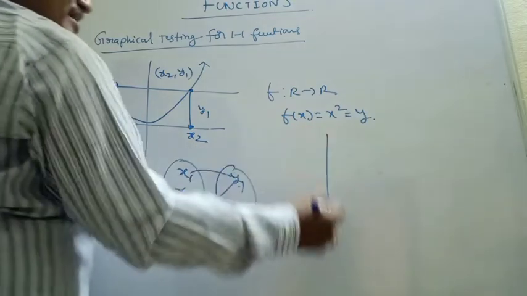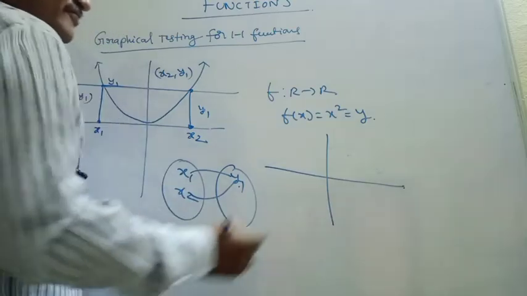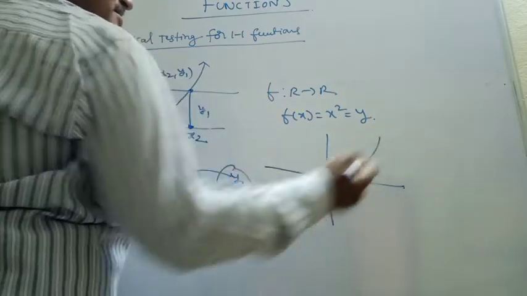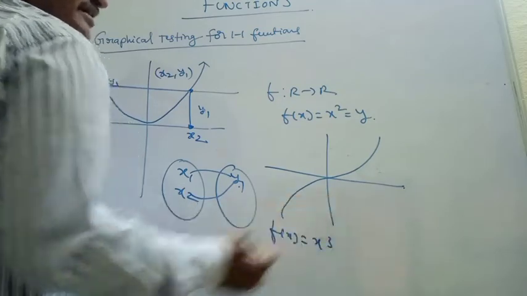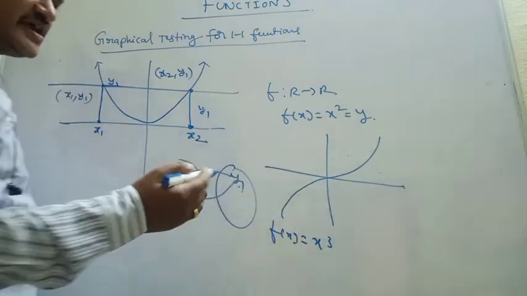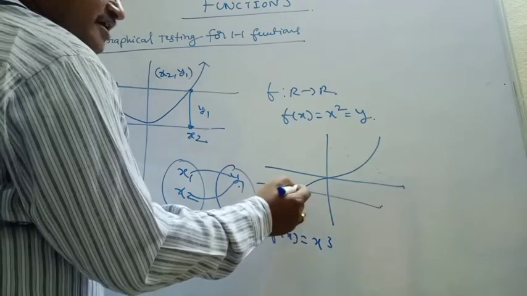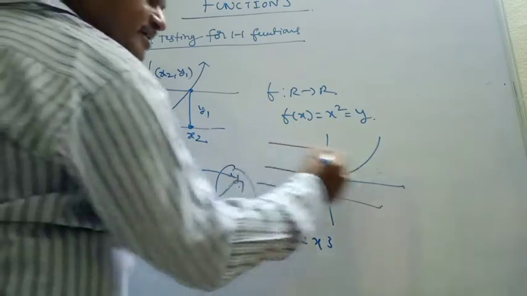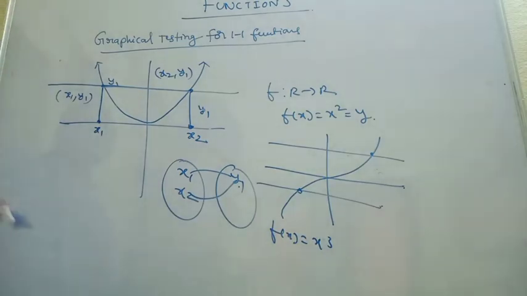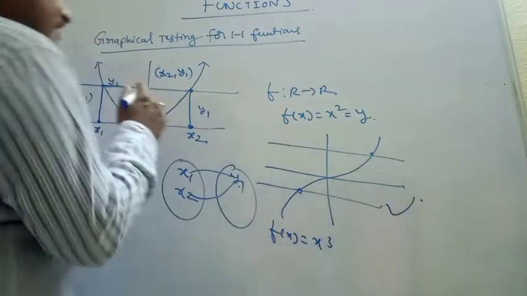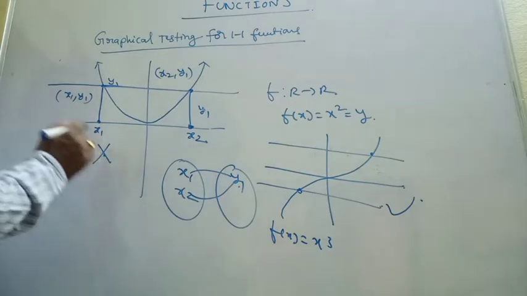For example, if I have a function f of x equal to x cube, the graph will be like this. Is it a one-one function? Yes. Anywhere I draw a horizontal line, it cuts the curve at a single point. Here also it cuts the curve at a single point. Therefore it is a one-one function, whereas the earlier one is not a one-one function.